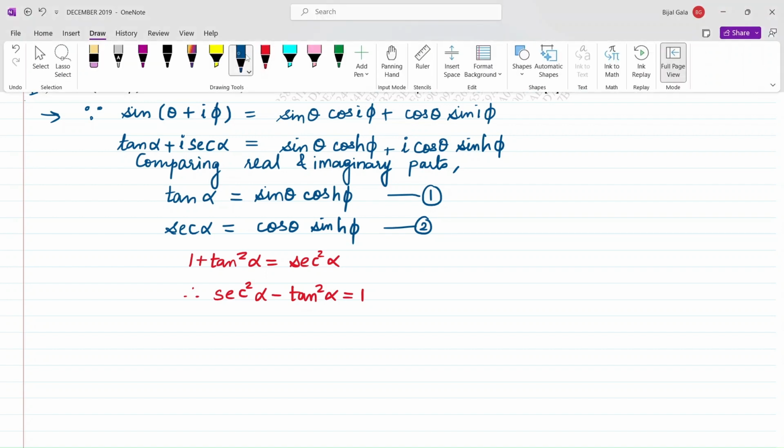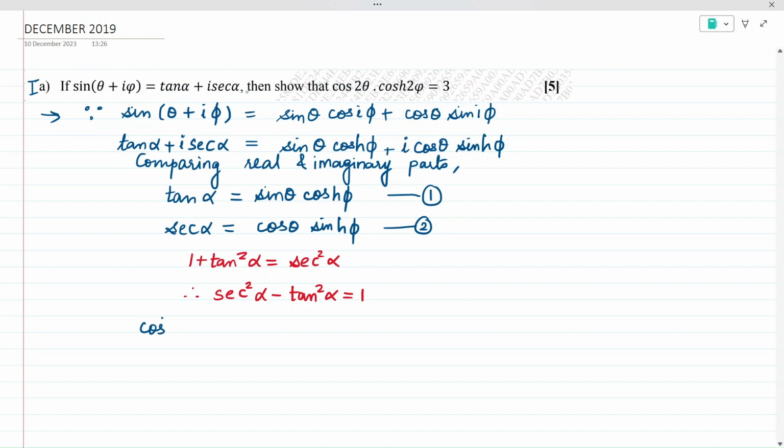So let's substitute the value. sec square alpha की value है हमारे पास, tan square alpha की value है. So the first term will become cos square theta sin hyperbolic square phi. दोनों को square लग जाएगा, multiplication है तो. Tan square will be from equation 1 sin square theta and cos hyperbolic square phi. And this is equal to 1 now.